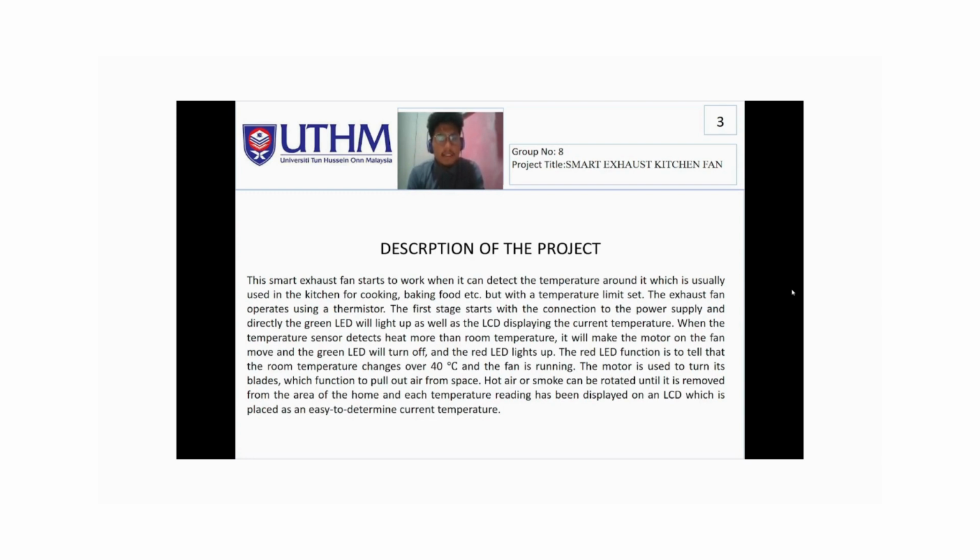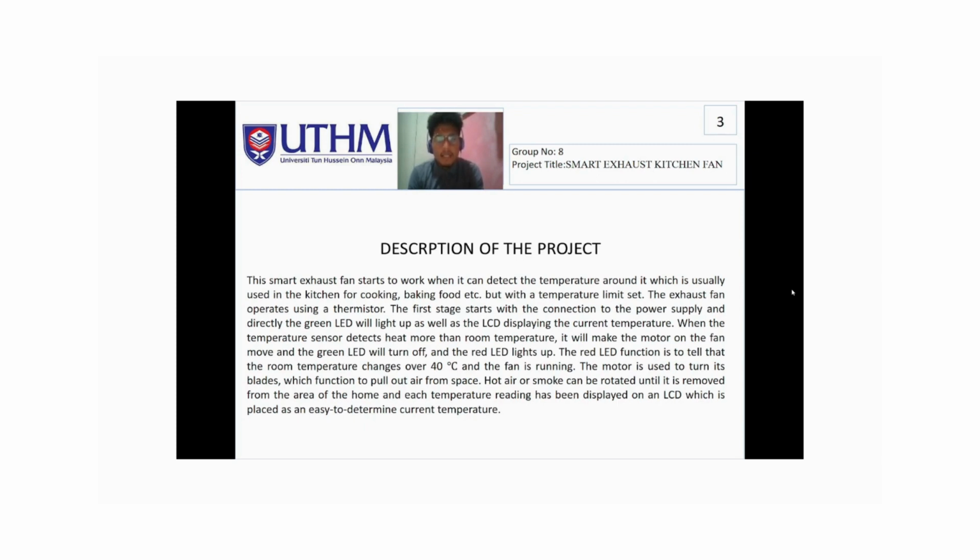The first stage starts when it is connected to the power supply, and directly the green LED will light up as well as the LCD displaying the current temperature. When the temperature sensor detects heat more than room temperature, which is 20 to 30 degrees Celsius, it will make the motor turn on the fan, and the green LED will turn off while the red LED will light up.